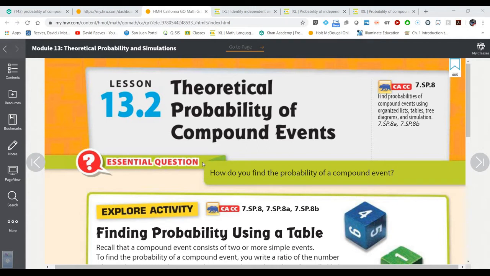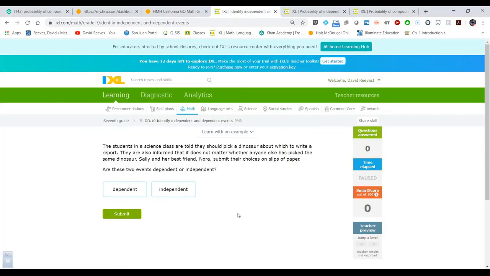So hopefully you've taken the time already to do some preparation and watched the other material and taken notes on sample spaces and the counting principle. And now we're moving on to actually finding some probabilities of compound events. All right, so I'm going to go ahead and work through some IXL problems to help us learn.